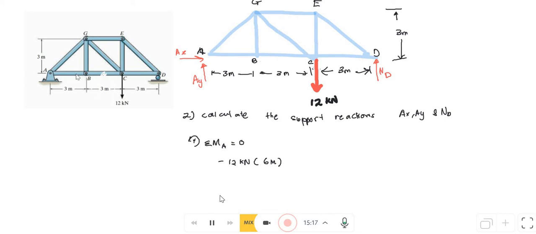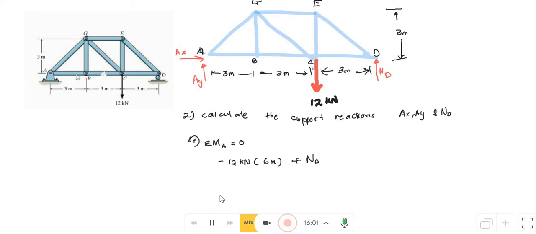Then we have the normal force at D. If we choose point A to calculate the moment, we only have two external forces, the 12 kilonewton and the force at D. We know that the 12 kilonewton will rotate clockwise, then the normal force at D must be counterclockwise to make sure that the sum is equal to 0. So this one should be positive because the force tends to rotate the body counterclockwise. Then we have this normal force ND.